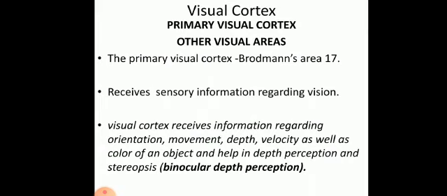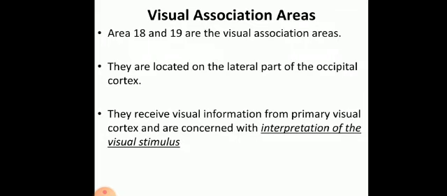It receives sensory information regarding vision. So whatever vision you have, the impulses need to reach Brodmann's area 17. The visual cortex, or Brodmann's area 17, receives information regarding movement, depth, velocity, and color of an object, and it also helps in depth perception and stereopsis, or you call it binocular depth perception.